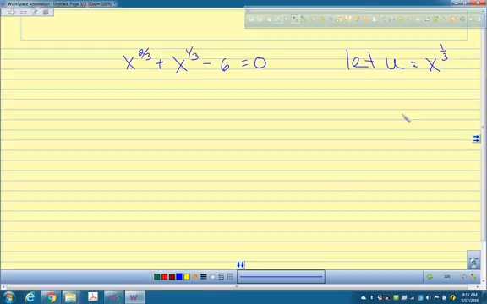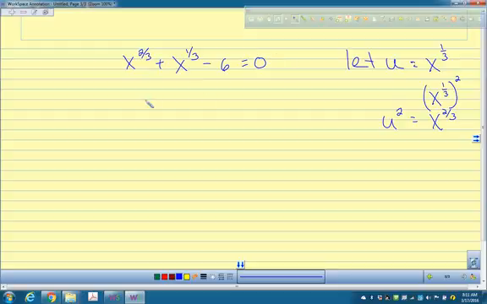The reason for that, please look up on the board, okay? You let U be x to the 1/3 because if I take x to the 1/3 and I square it, what do I get? What do I do with those exponents? What's x to the 1/3 squared? X to the 2/3, right? Which is what I have over here, right? So you let U be x to the 1/3, and U squared, therefore, is x to the 2/3. See that?